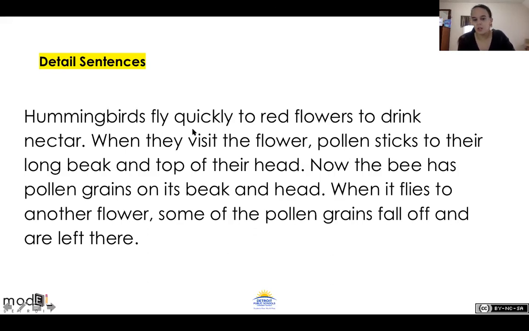Yeah, bees do keep flowers growing. Exactly. And hummingbirds do too. I know this writing says bee right here, but it really should say hummingbird. But you could say the same thing about bees, right? That they get pollen grains on their beaks and their heads.